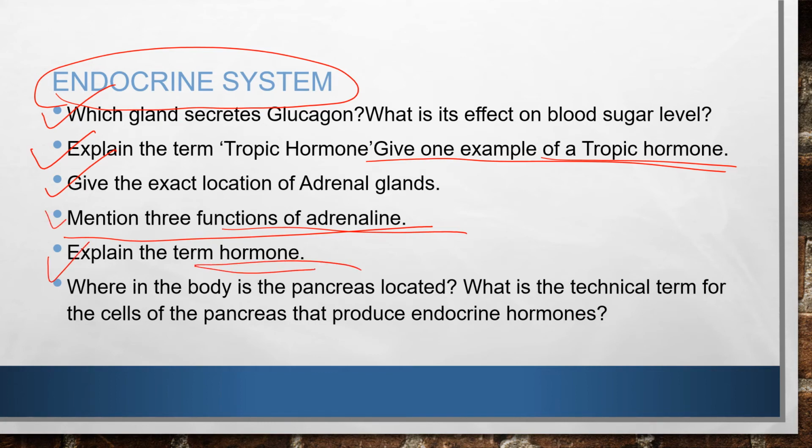Now, where in the body is the pancreas located? And this one is also a good question. What is the technical term for the cells of the pancreas that produce endocrine hormones? You all know this. This is called the islets of Langerhans, right? So this is the technical term used for the cells of the pancreas that produce the endocrine hormones.